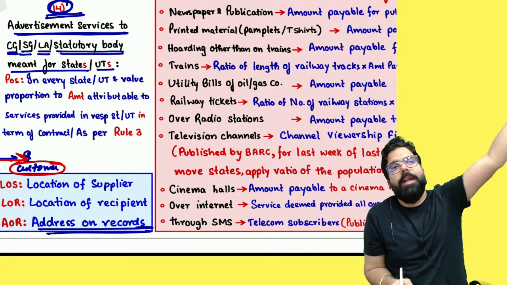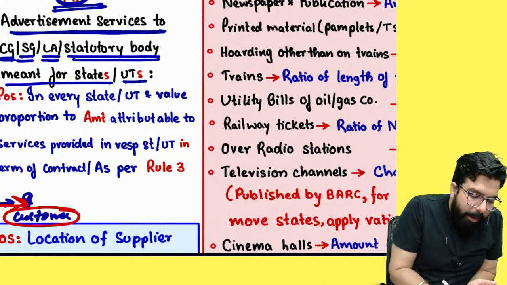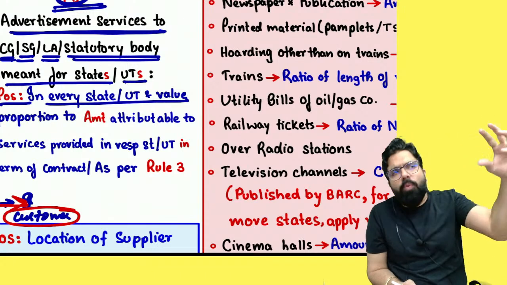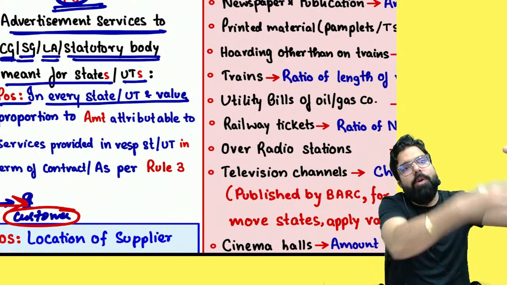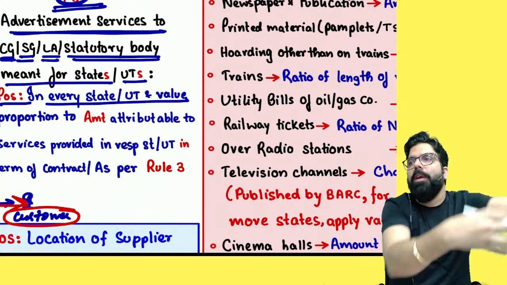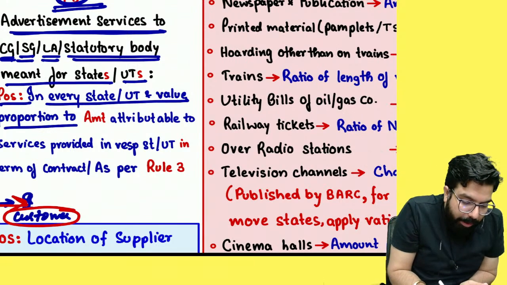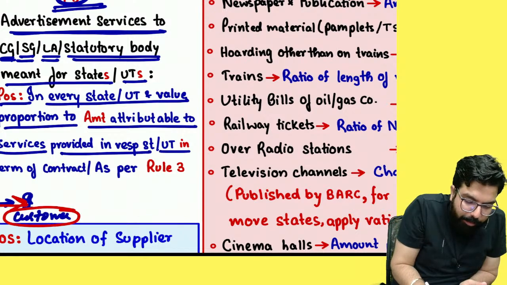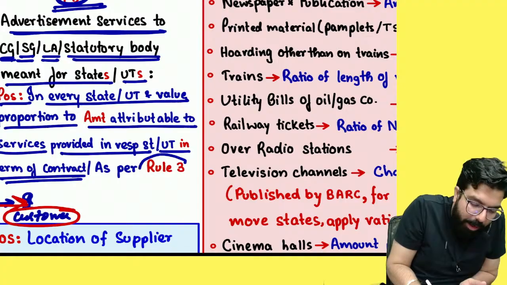Where I have gone ahead and given the advertisement service. Yes or no, everyone? So they are telling over here, place of supply will be in every state or union territory. Then on what value will I charge GST? Whatever amount is being given by the government for that respective state. Listen. And value proportion to the amount attributable to the service provided in the respective state or UT in terms of the contract you have to see, or you have to apply rule number 3.